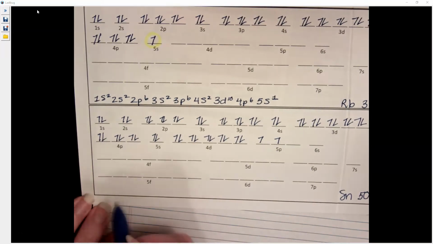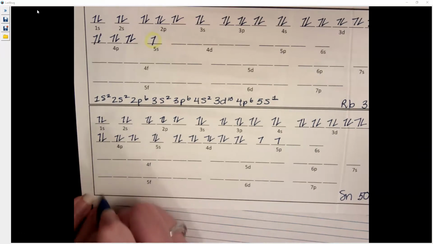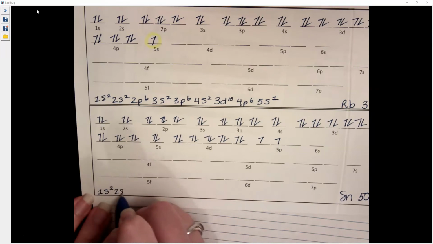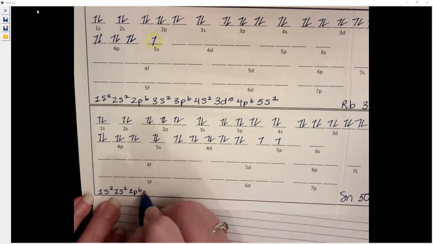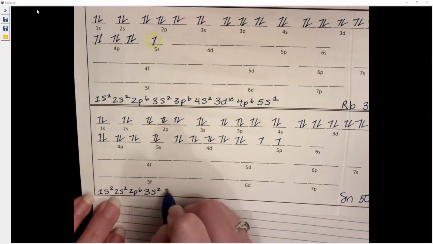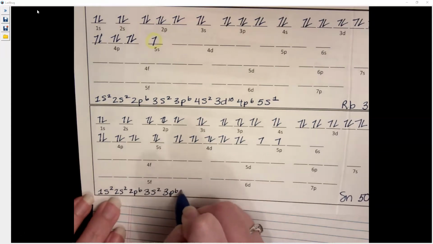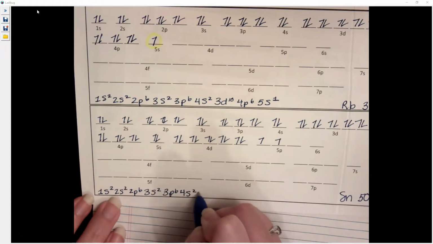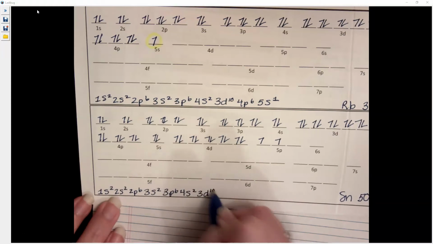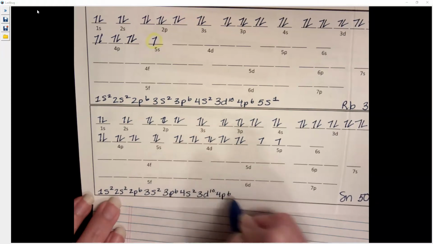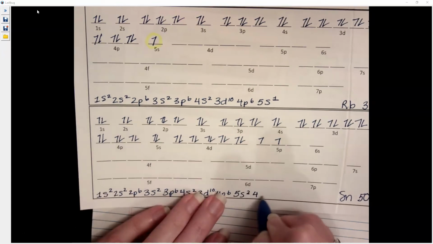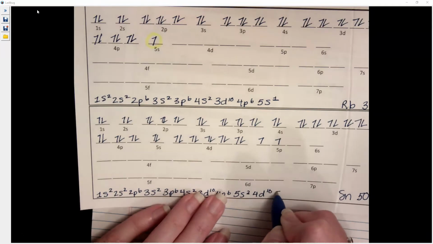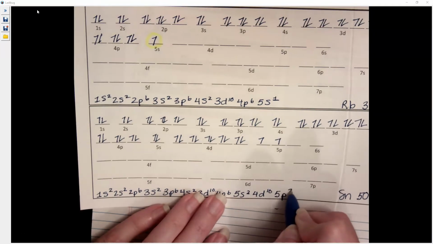All right, let's write our configuration. 1s2, 2s2, 2p6, 3s2, 3p6, 4s2, 3d10, 4p6, 5s2, 4d10, 5p2.